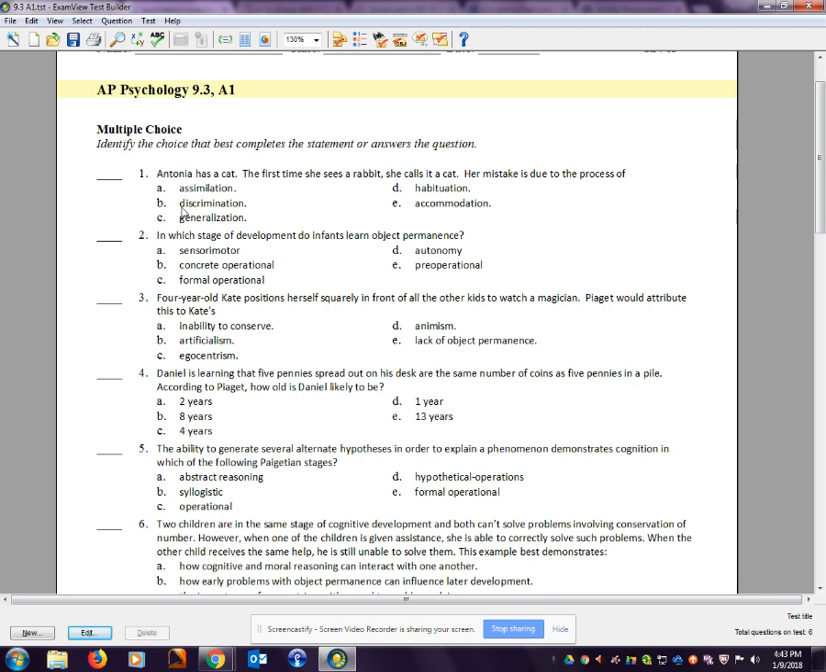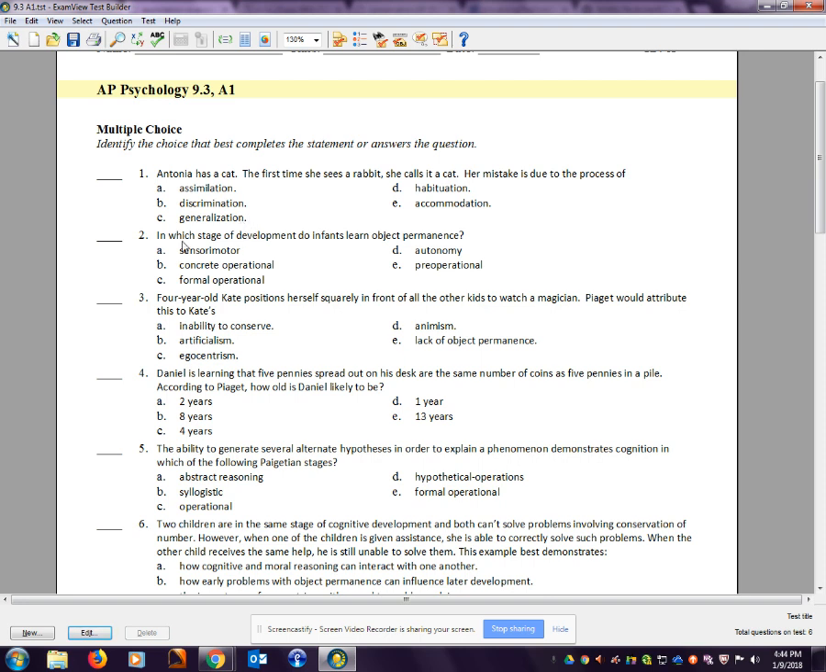And then you've also got terms from prior units about discrimination and generalization. She sees a rabbit, she calls it a cat. It's not going to be a generalization or discrimination unless I put more information in here. She has a gray cat. She sees a gray rabbit. She calls it a cat. That might be something where she couldn't discriminate or she overgeneralized.